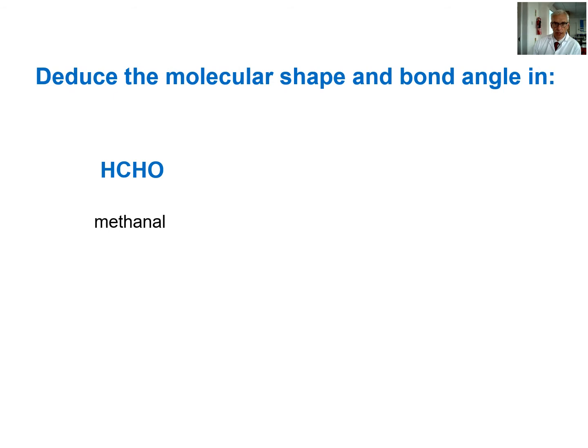So here is another problem, methanal. Could you deduce the molecular shape and bond angle in methanal? If you're not familiar with that, it's a carbon-oxygen double bond, carbon-hydrogen. So there's a carbon-oxygen double bond in methanal. So pause the video, dot and cross diagram, deduce the shape and bond angle, and of course name the shape.